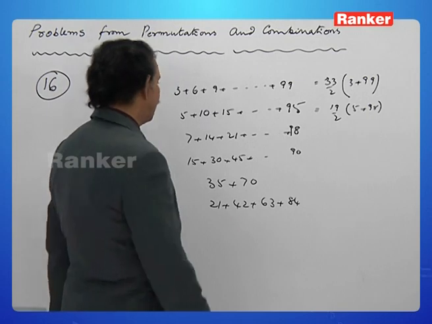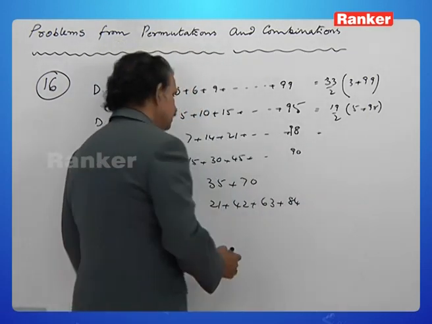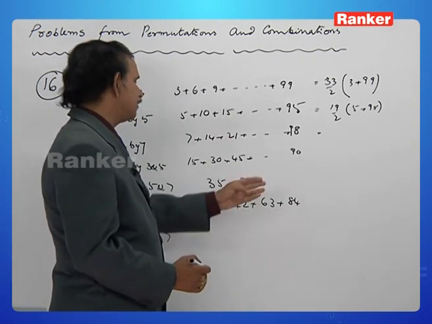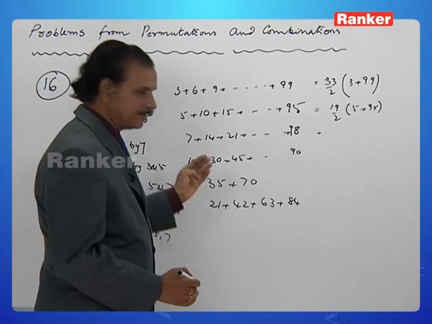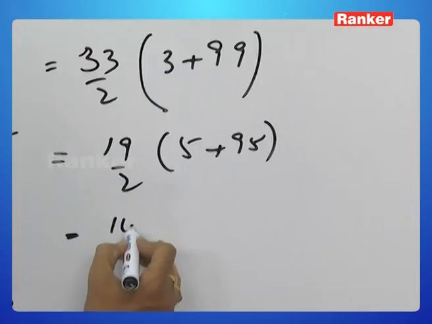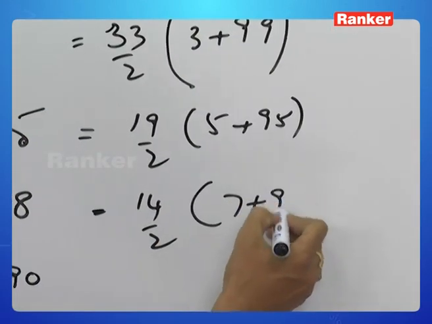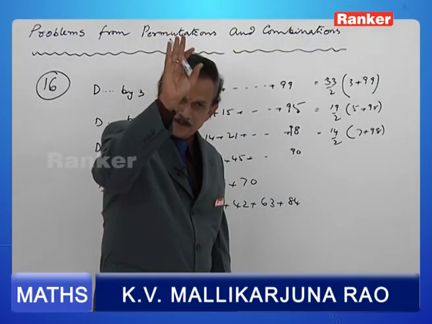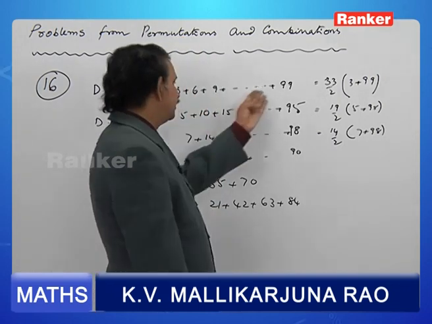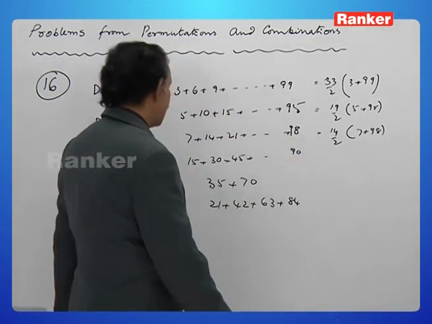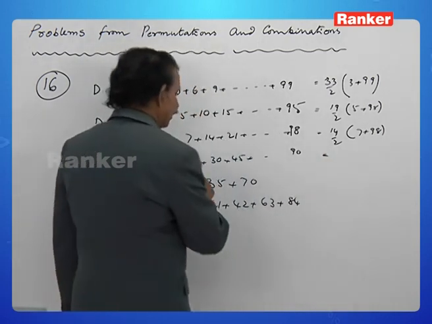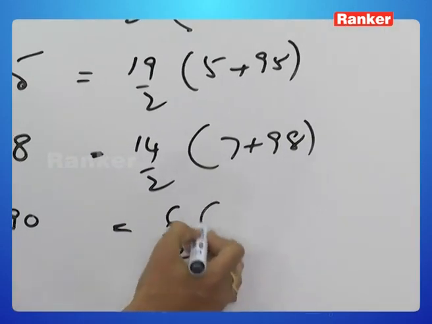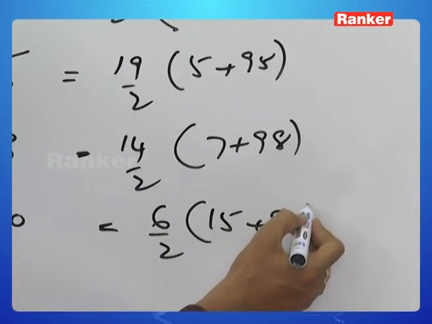Just like that, this can be 7 plus 14 plus 21 and so on, up to 98. How many terms are here? 14 sevens are 98. Therefore, 14 terms are here. 14 by 2 into 7 plus 98. I have made use of the formula of sum to n terms of an arithmetic progression, because all these are arithmetic progressions. Just like that, here, how many terms are here? 1 15, 2 15s, 3 15s, like that, 6 15s. 6 terms are there. 6 by 2 into 15 plus 90.